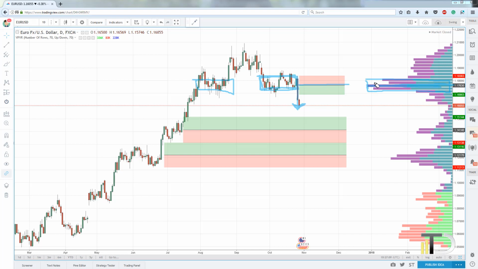So I think that a lot of those volumes that got accumulated there were volumes of strong sellers that pushed the price pretty aggressively lower this Thursday. So I think that if the price comes back to this area, those sellers will be defending their selling positions and they will try and push the price lower. Stop loss for that trade will be pretty tight. If the daily candle closes above this level at 1.1836, I'll close my positions. And profit target for that trade will be at 1.1690.